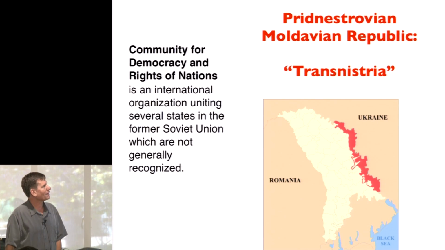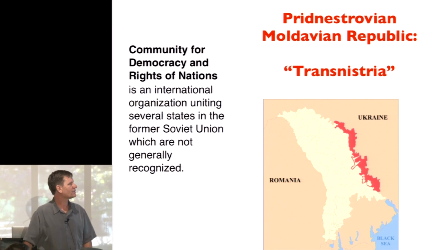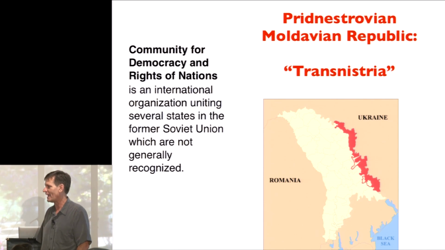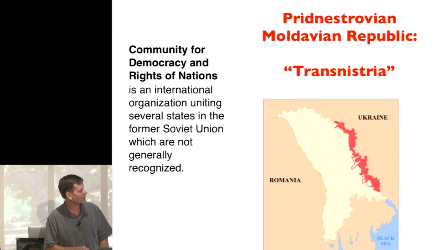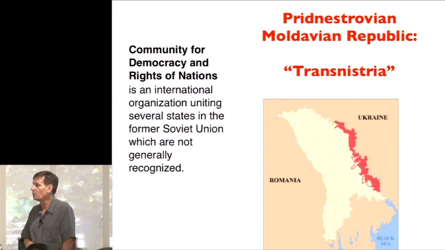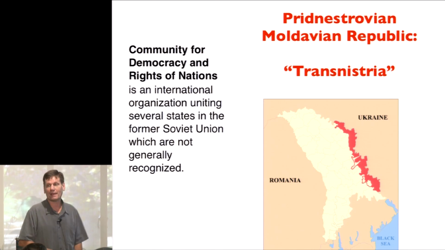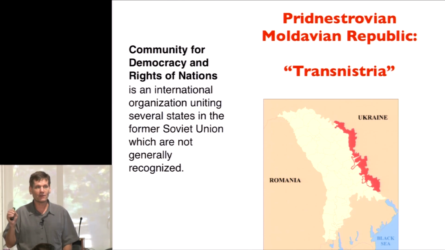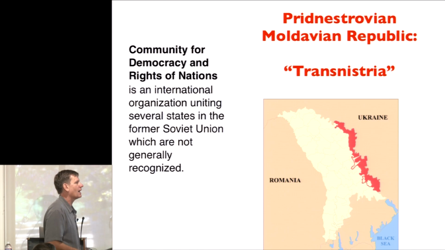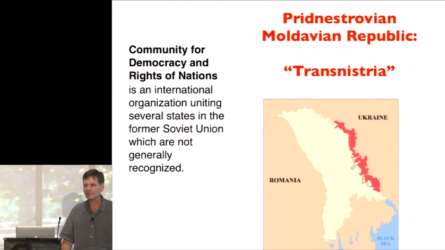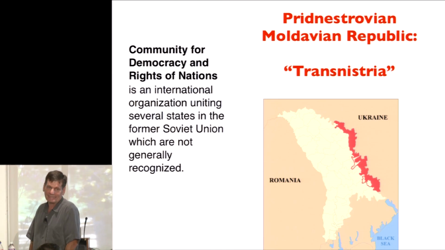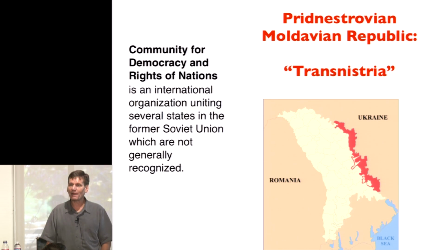So here's one of my favorite countries, the Pridnestrovian Moldavian Republic, usually called Transnistria. Our maps call it part of the country of Moldova. Moldova was a Soviet republic. It's now independent. It's the poorest part of Europe. It is dysfunctional. It's highly corrupt. But it does not control that eastern strip. That is another Russian puppet state, if you will, backed up by Russian might.